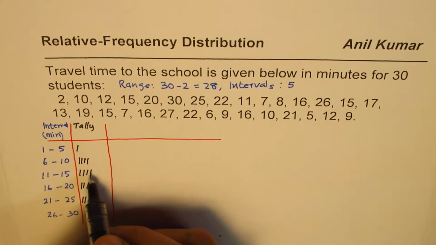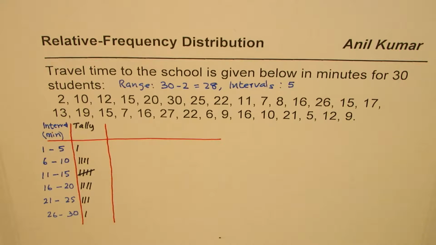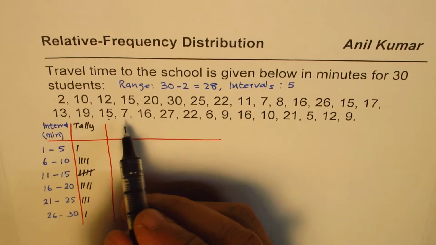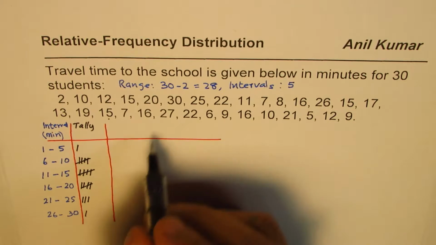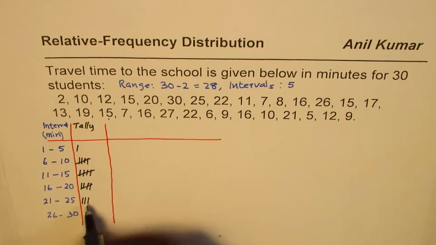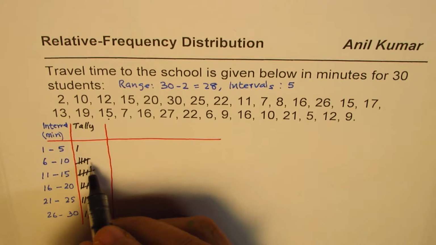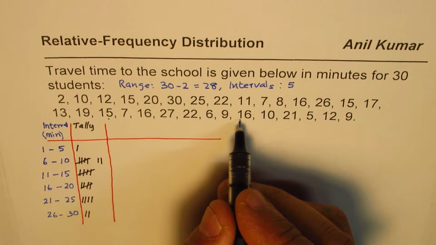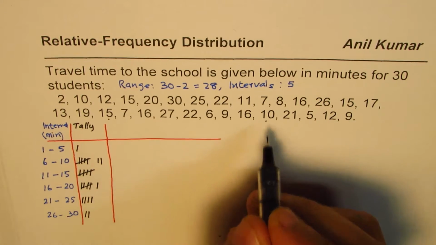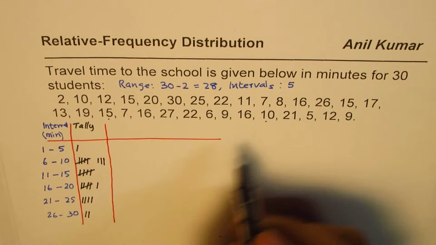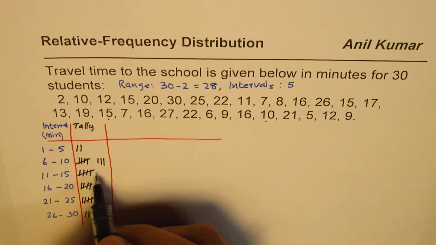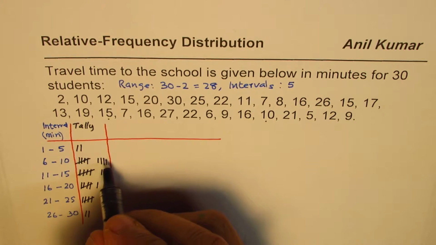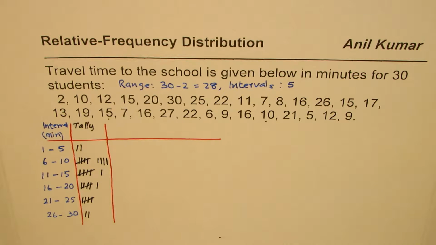15. So when you get the fifth one, it's a good idea to cross it. It helps you to count better. So we are here, right? 15 we have taken care of. 7. So 7 goes there. 16. Okay. 27. 22. 6 and 9. 16. 10. 21, 5, 12, and 9.